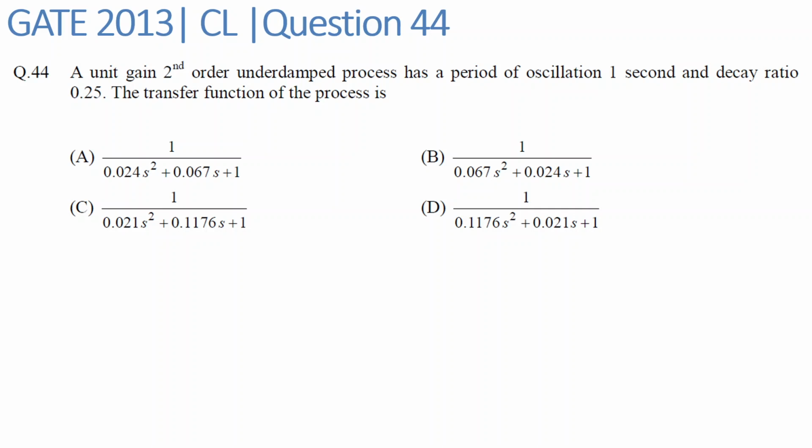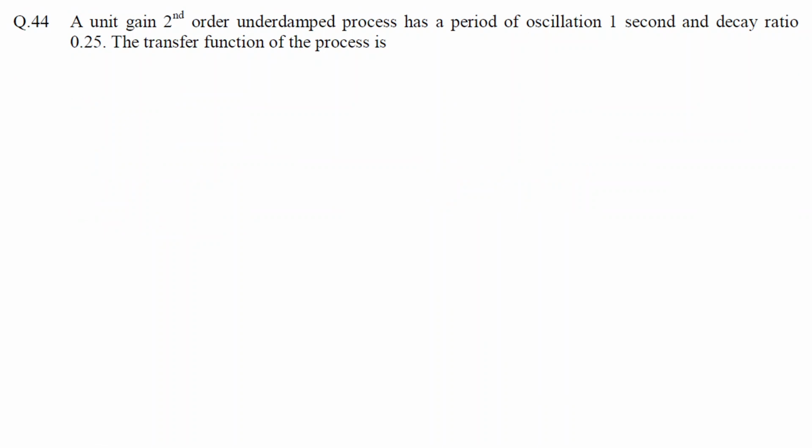So in this given question, we have been given a second order process, and a few of these features such as the period of oscillation and decay ratio, and we have been asked to write down the transfer function using the information provided. The first thing we have been provided is the unit gain. So the gain we can write as Kp, and here it is 1. Then we have been given a second order underdamped process, that is a second order system.